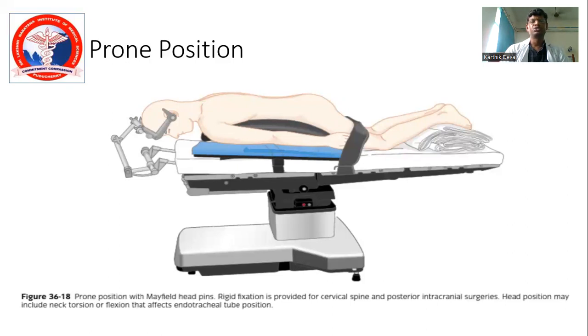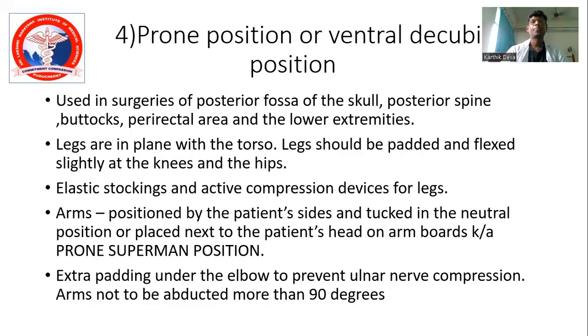Picture shows the prone position with Mayfield headpins. Rigid fixation is provided for cervical spine and posterior intracranial surgeries. Head position may include neck torsion or flexion that affects endotracheal tube position. Prone position can also be called the ventral decubitus position. This kind of position is used in surgeries of the posterior cranial fossa of the skull, posterior spine surgeries, buttock regions, perirectal area, and the lower extremities.